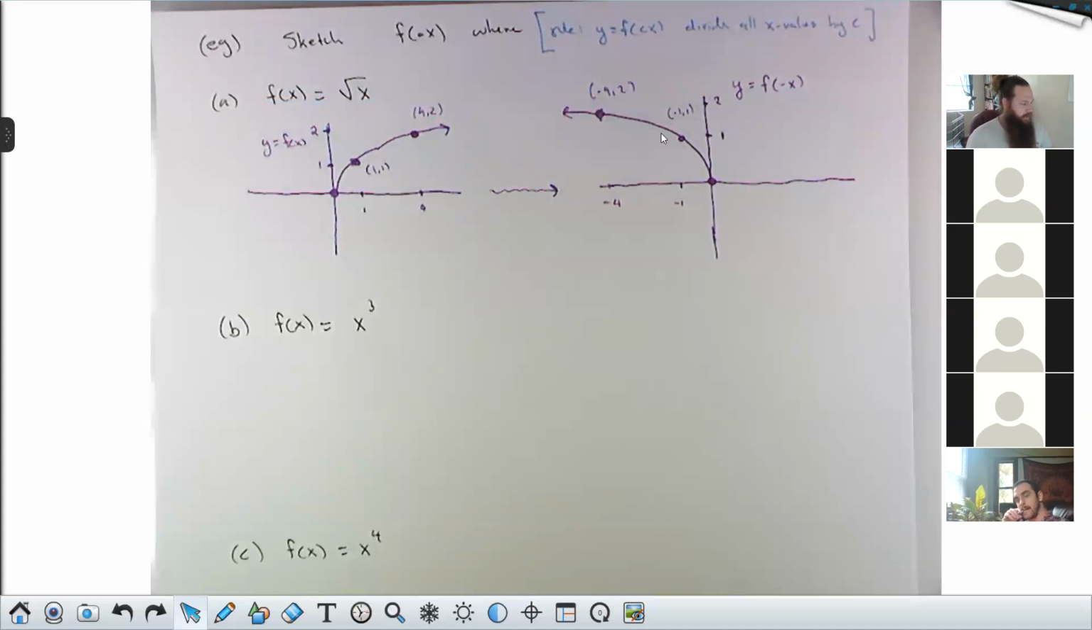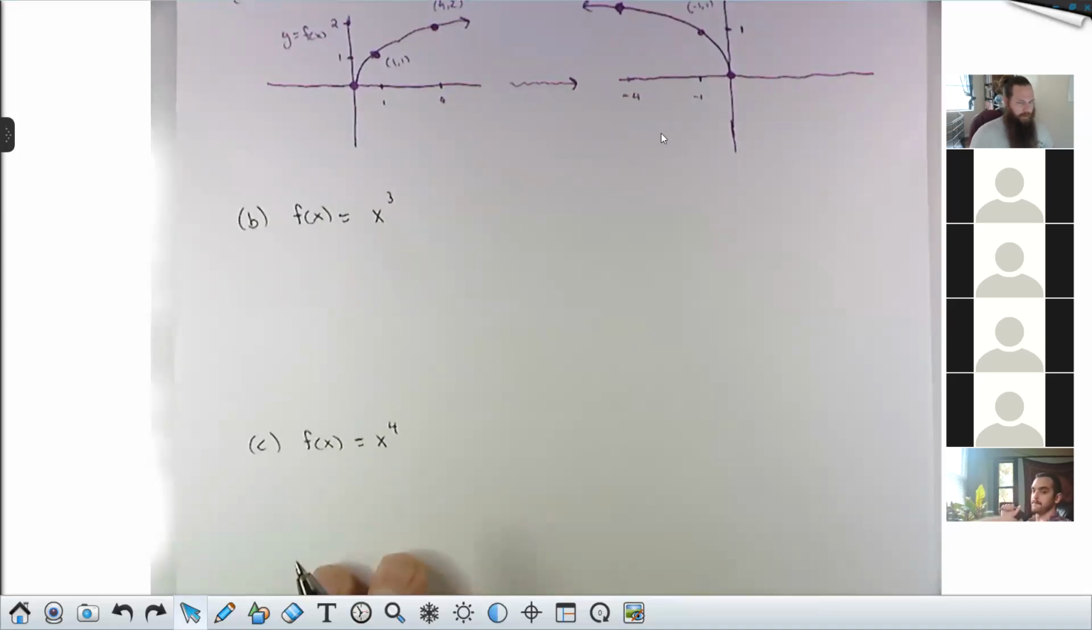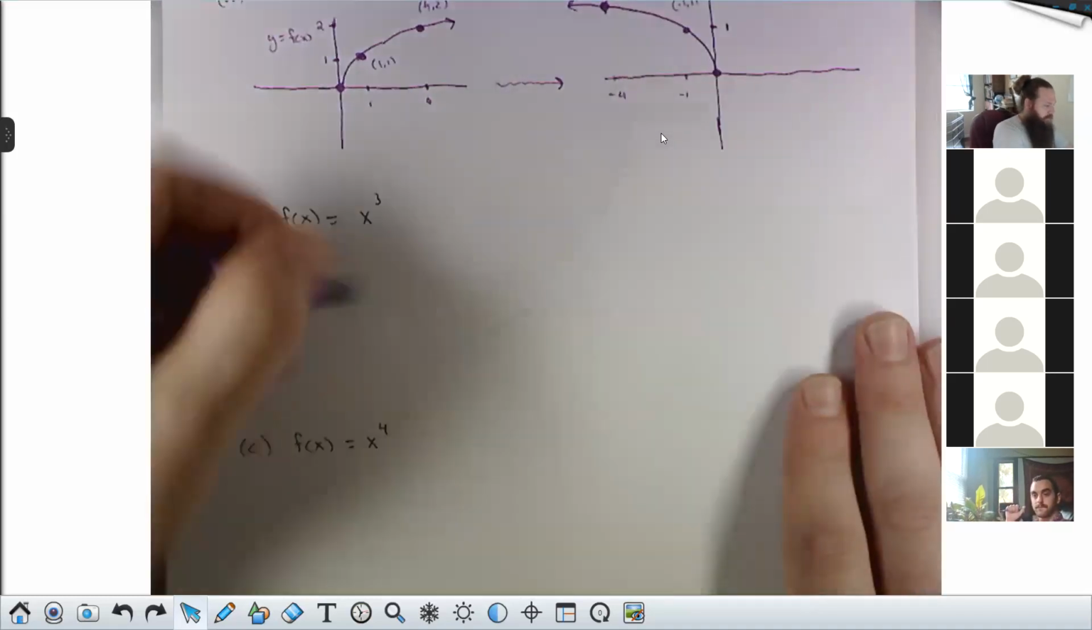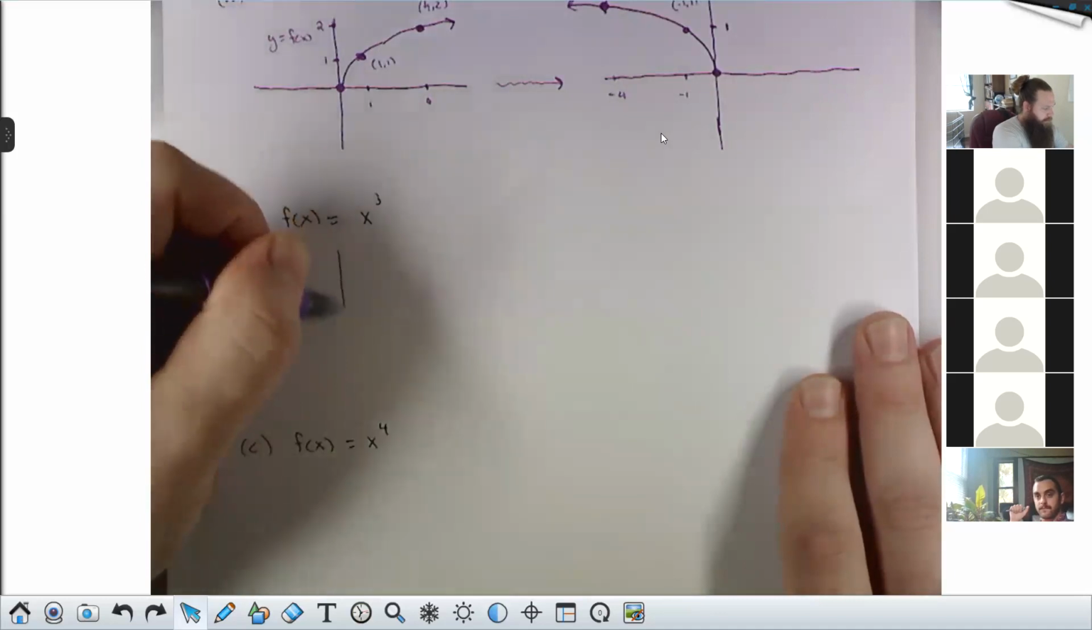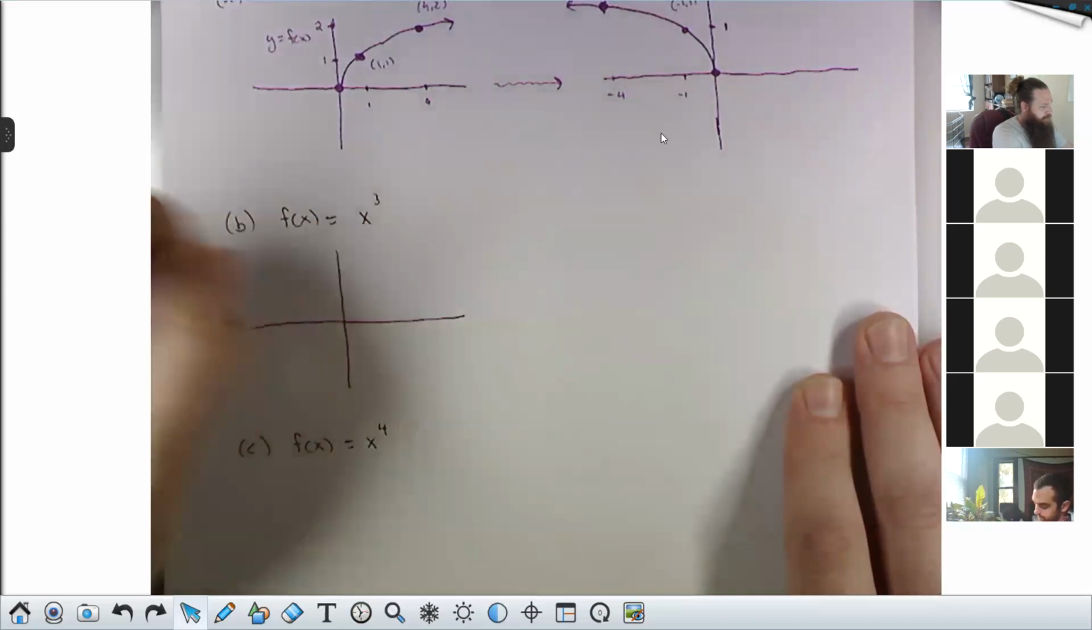Let's look at this next one. I like what you said there. I think you'll find this a fun example. So the parent function here, x cubed, has this S-shaped graph.